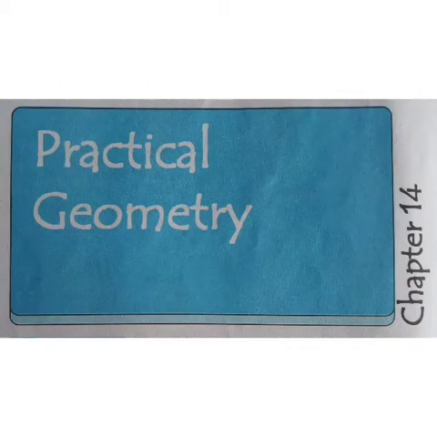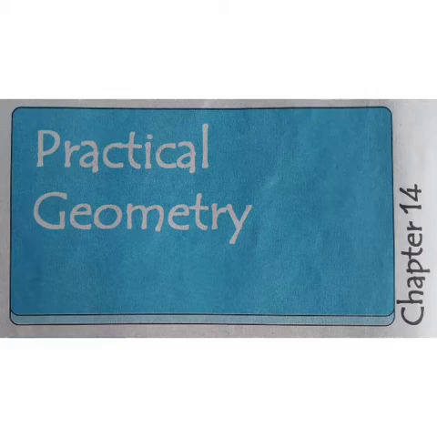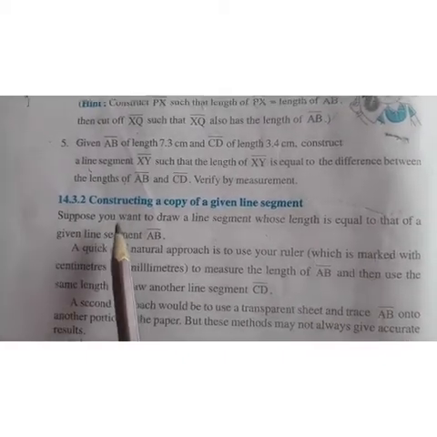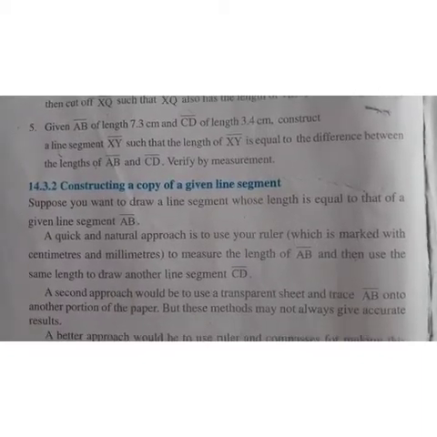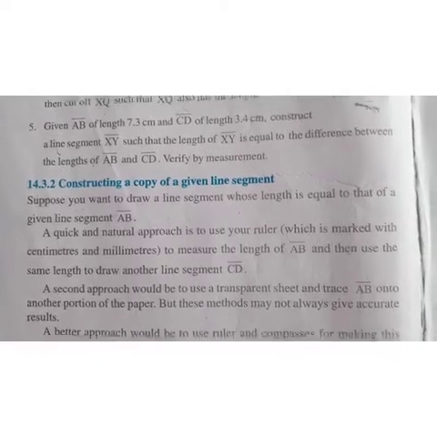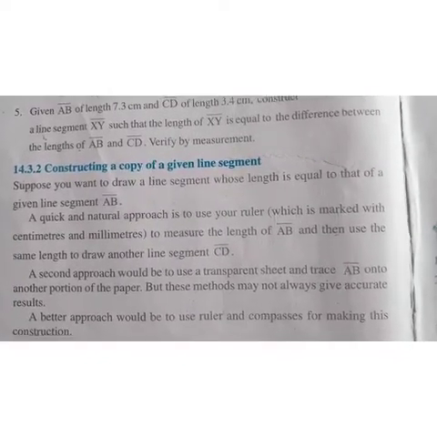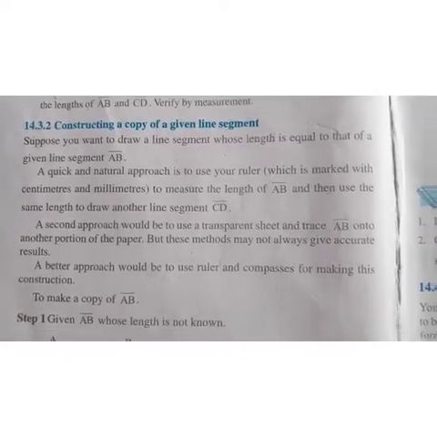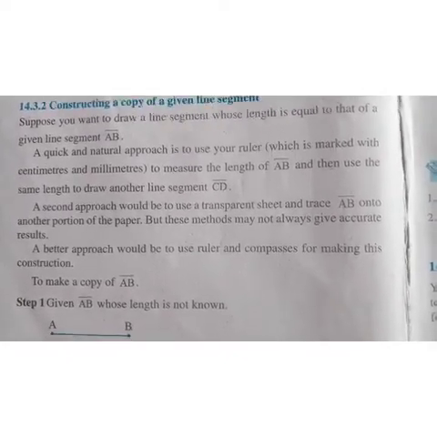So children, today let us continue with our chapter 14, practical geometry. Let us start with the chapter. Children, today let us see how to construct a copy of a given line segment. In the last session we had studied that some measurement was given and we were constructing the line segment. But when you don't know the measurement of the line segment yet, you have to construct a copy of the same figure. Then what you have to do?